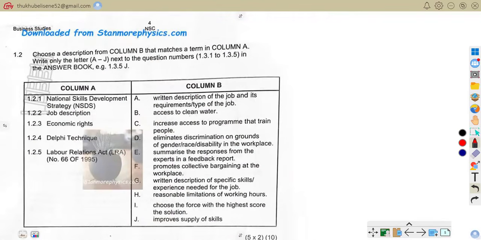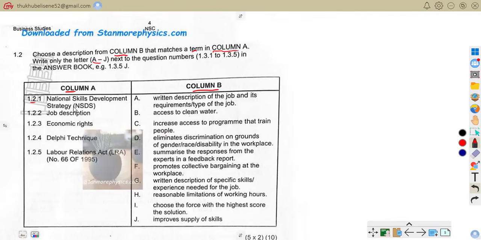1.2 is a matching question. As it says, choose the description from column B that matches the term in column A. Write only the letter A to J next to the question number, 1.31 to 1.35 in the answer book. For example, 1.35J. Column B is the description, while column A has the terms. So we have to choose the description that matches the term in column A. Let us do our matching now.